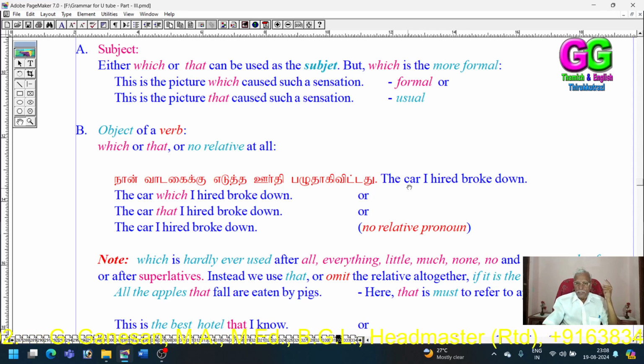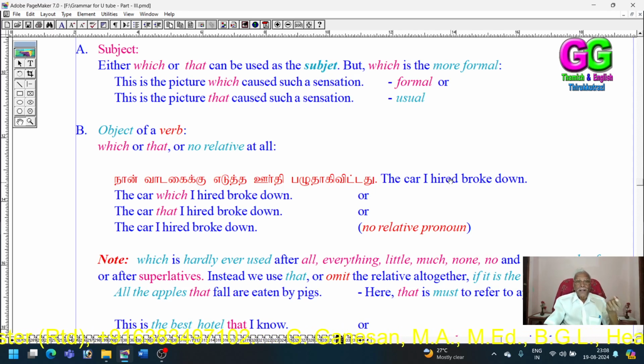Let us see: the car I hired broke down. This sentence contains a relative clause. I hired is the relative clause. The car broke down is the main clause.